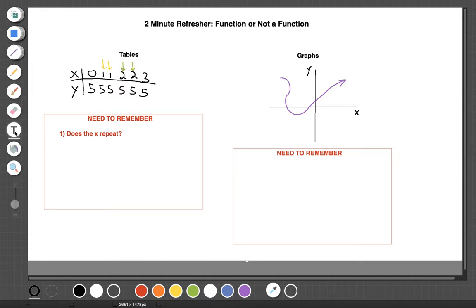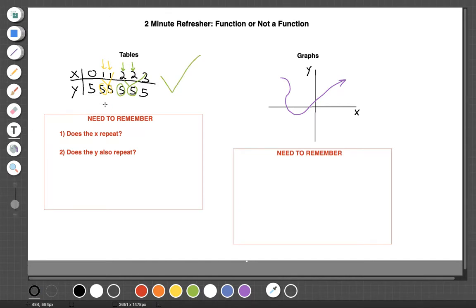Okay, then if it does repeat, we need to ask ourselves the question, does the y also repeat? Okay, and you have to do that for each one of those instances. Well, if I look at the first instance, does my y also repeat, where I see that the x is 1? Great job. It does, right? We have 5 and 5. That checks out, so that's okay. What about the other one? Great job. So we also see that the y repeats here as well. So this is a function.